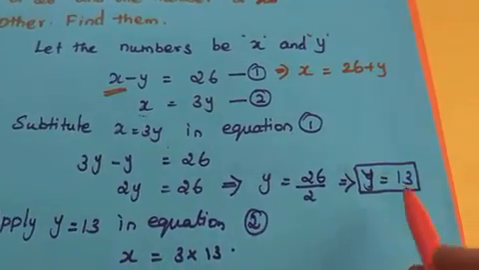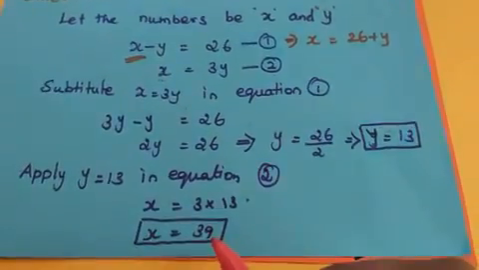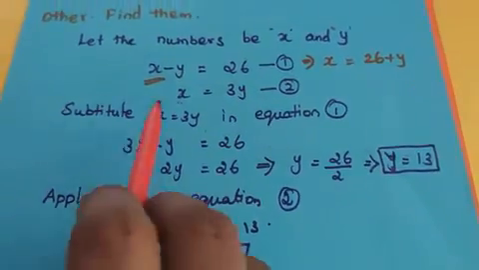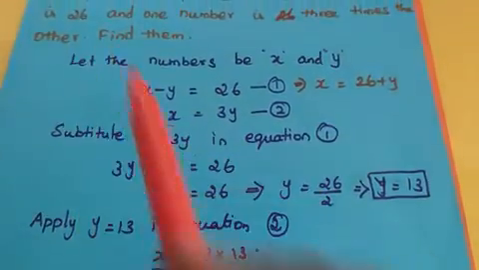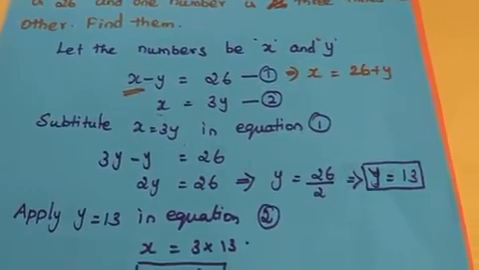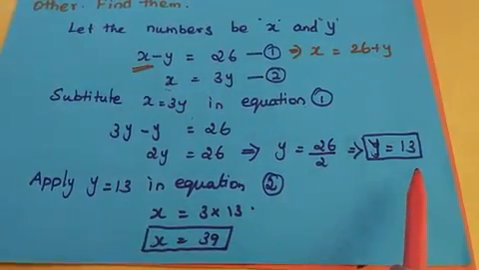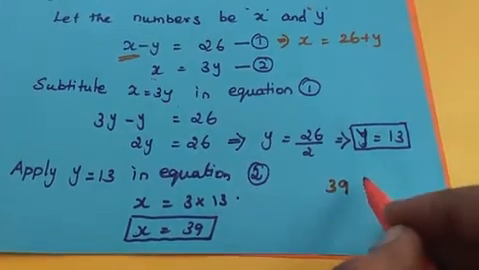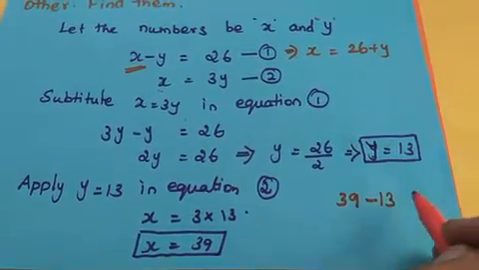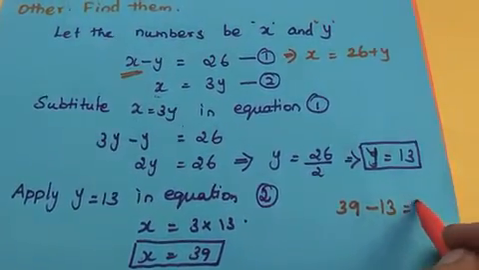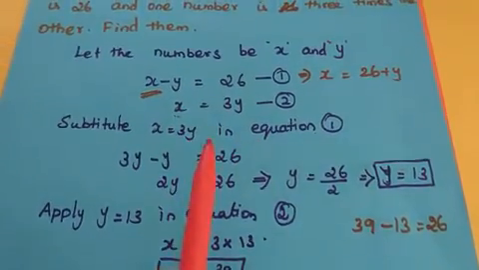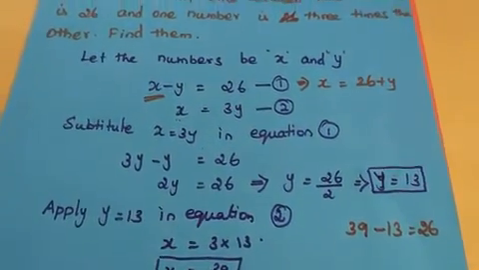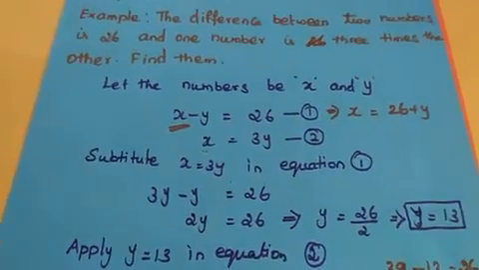3 times y, 13 3s are 39, you know that, right? So 3 times y satisfies the second equation. Now you can check in the first equation also. If you subtract 39 minus 13, x minus y is 26, right? So 39 minus 13, you do. The answer is yes, 26. So you got the answer. You can verify like this also after finding the answer.